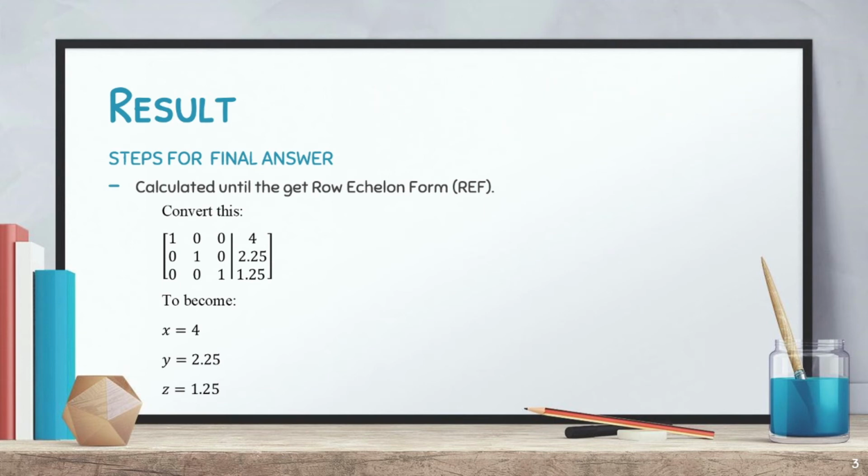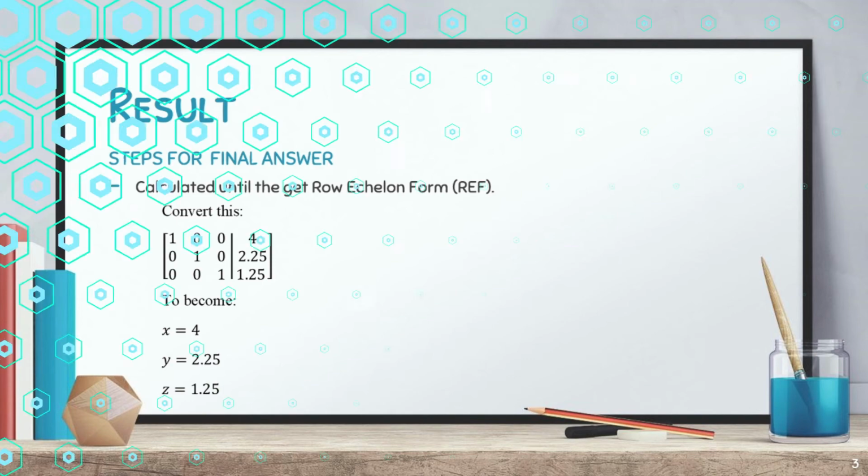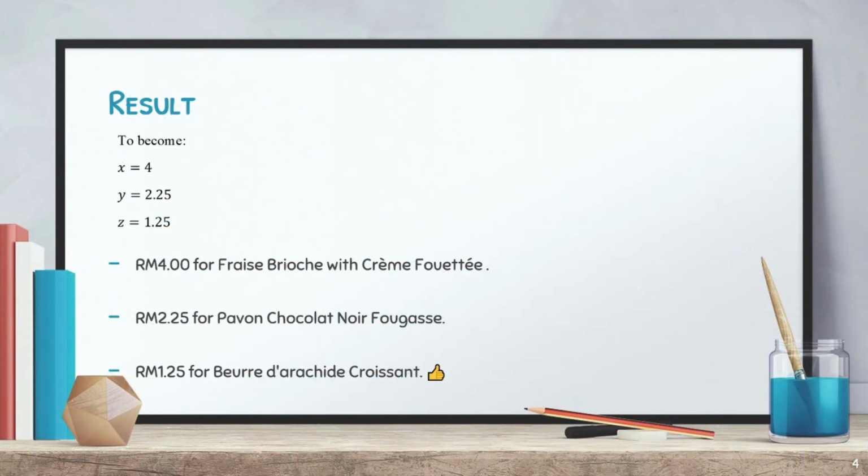As stated in the previous section, we have calculated until we get the row echelon form, REF. After having completed those, we can calculate by linear equations the price of each pastry and bun bought by the three customers. By using the Gauss-Jordan elimination method (GJE), we have achieved the actual price of each pastry and bun.